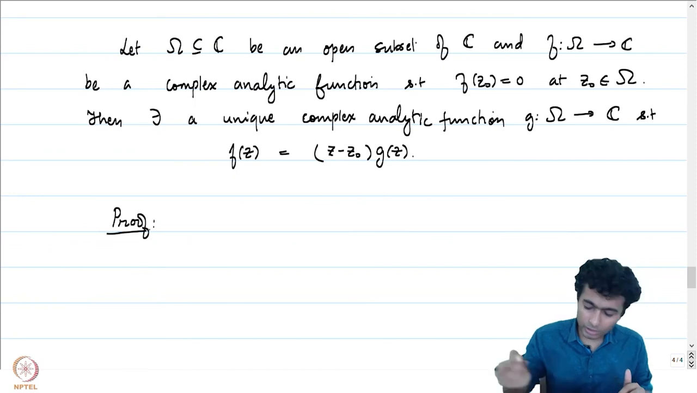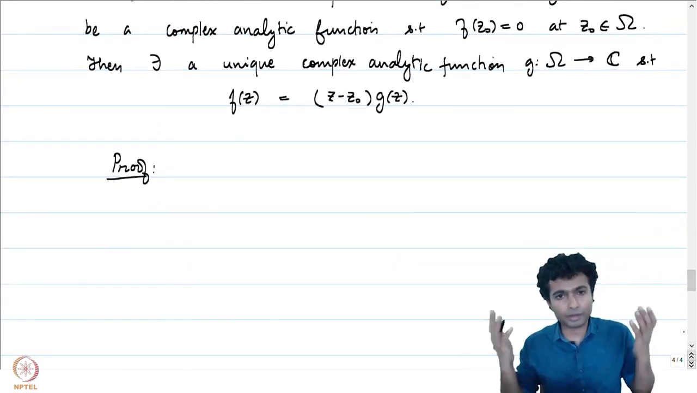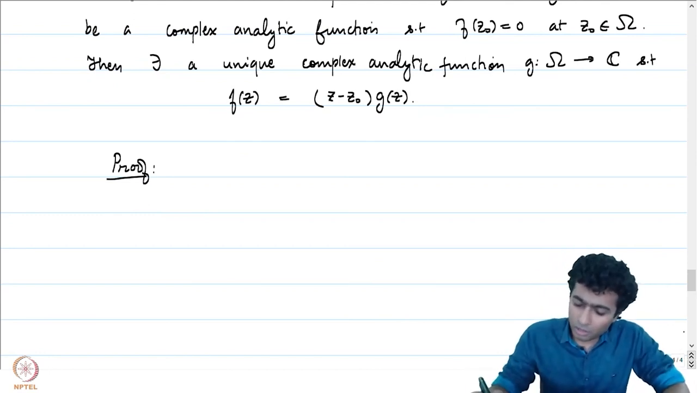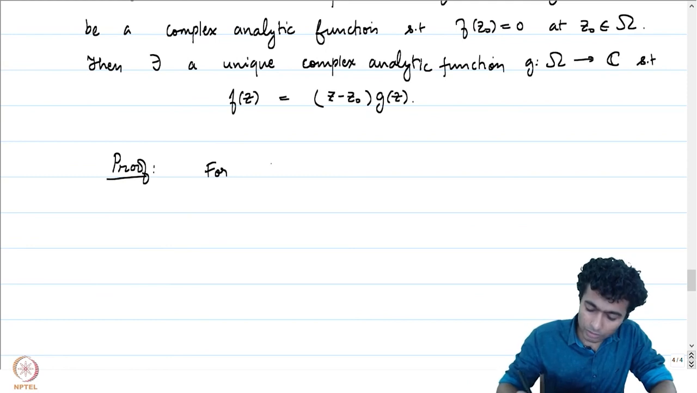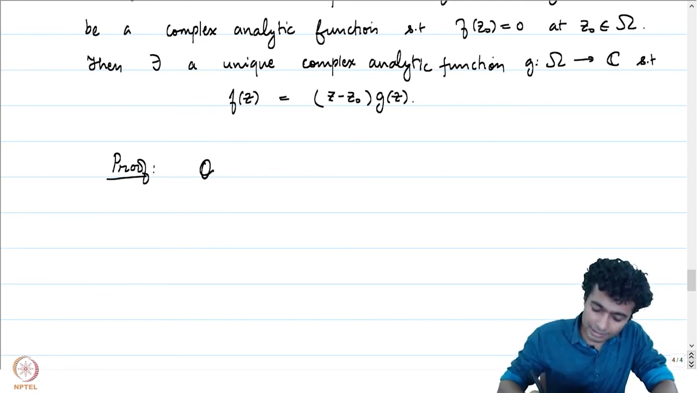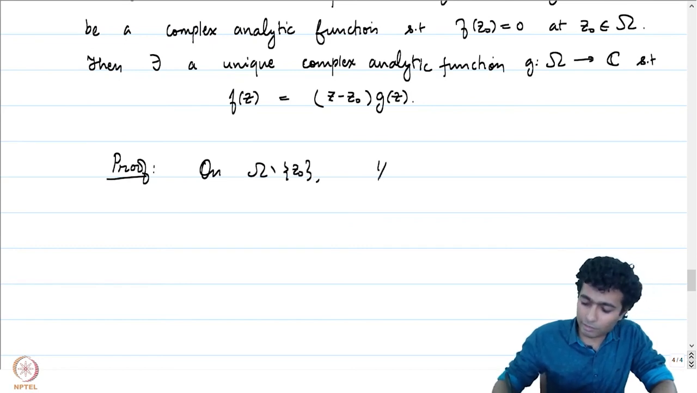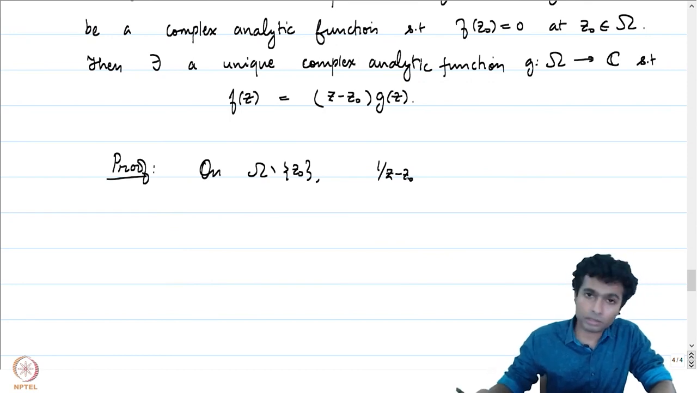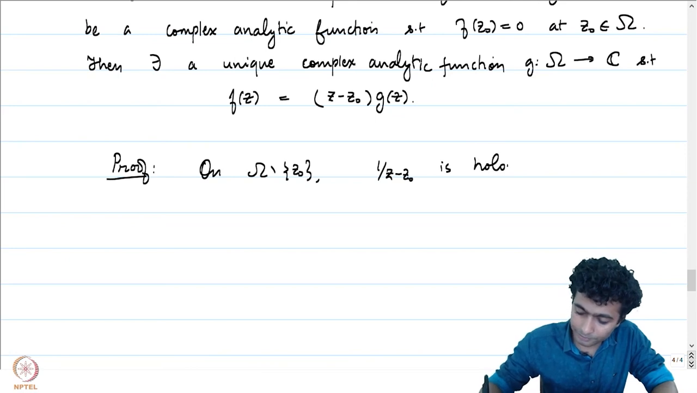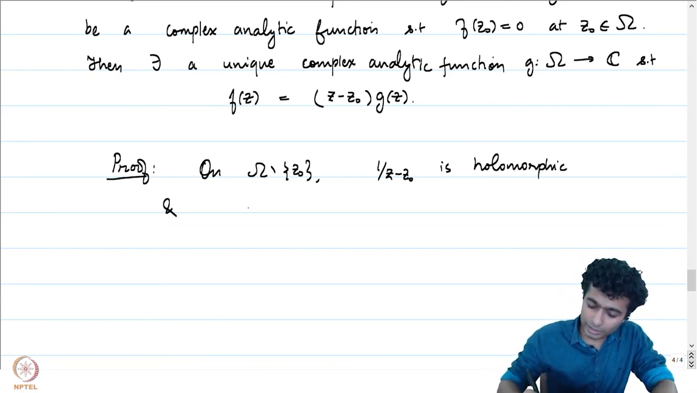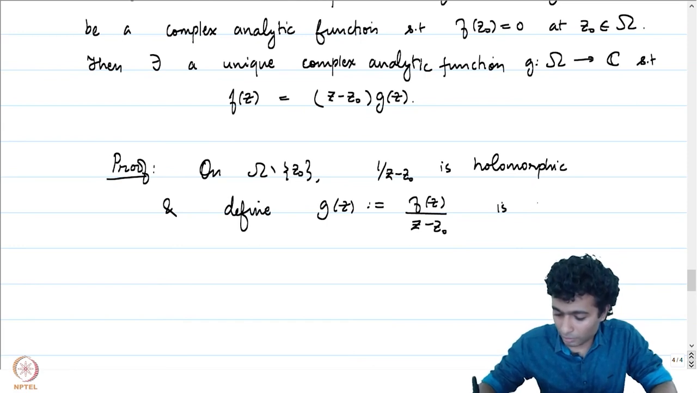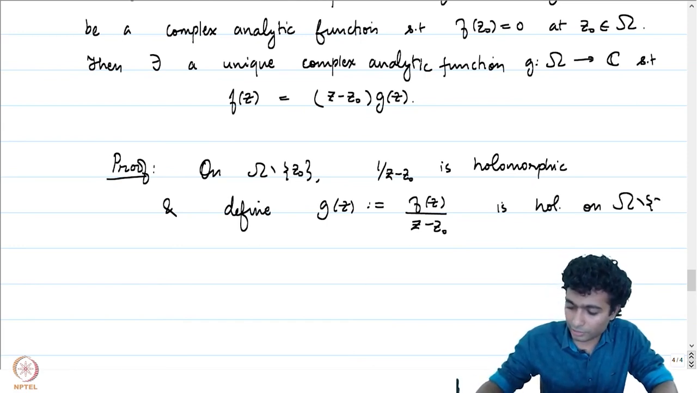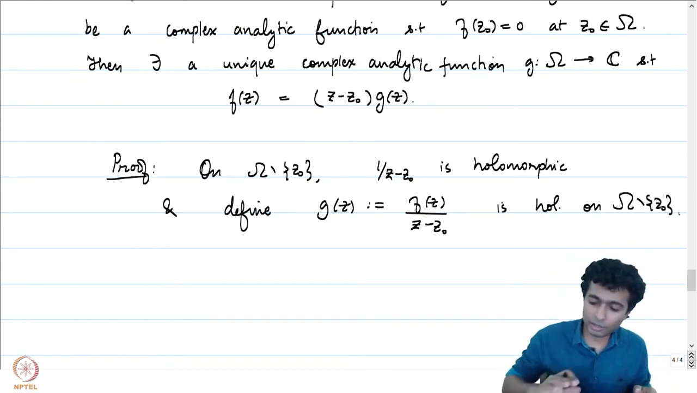The proof is going to use the theorem which helped us identify complex analytic functions and holomorphic functions. The first thing to note is that away from z0, we do not have much work to do. On omega minus the point z0, 1 by z minus z0 is holomorphic, and clearly defining g of z to be equal to f of z by z minus z0 is holomorphic on omega minus z0. And by very definition, this g satisfies the required conditions.